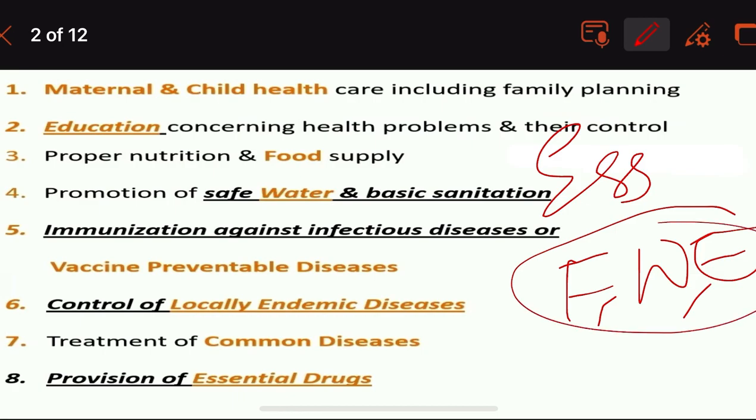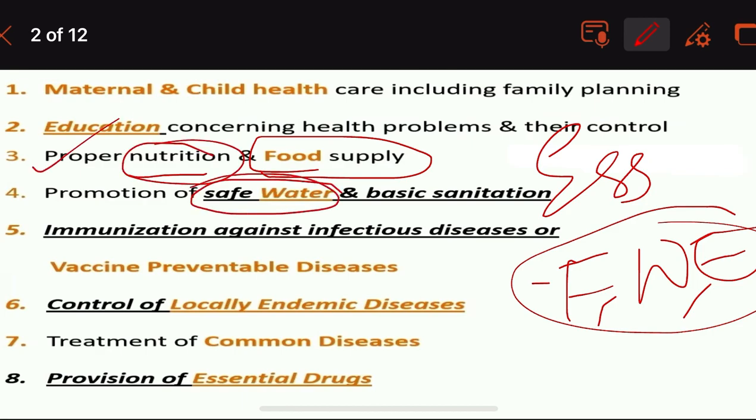Now let us see food: proper nutrition and food supply. Then the promotion of safe water and basic sanitation. So we are promoting an adequate supply of safe water and basic sanitation by the introduction of latrines and everything in the villages. Then we have this promotion of safe water and basic sanitation facilities.